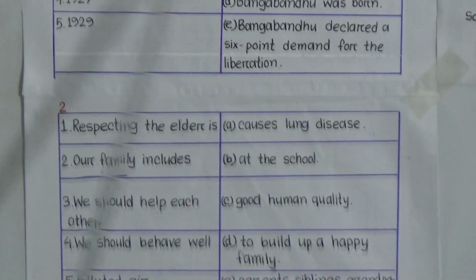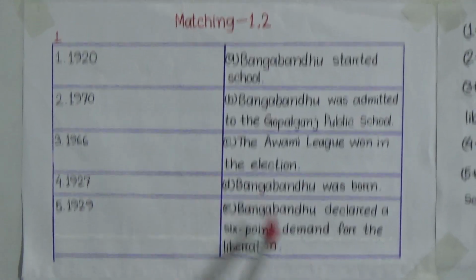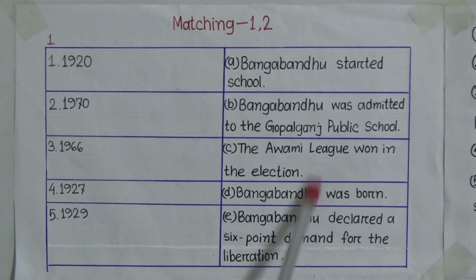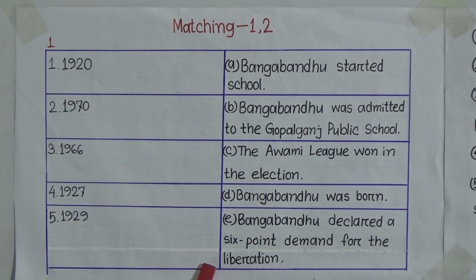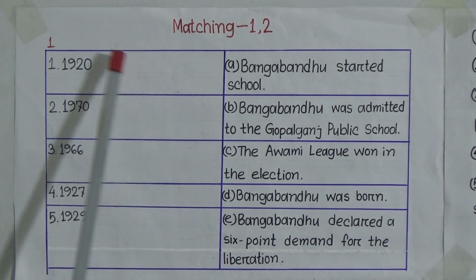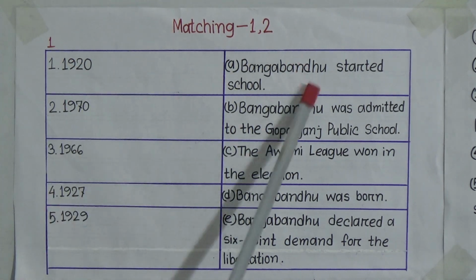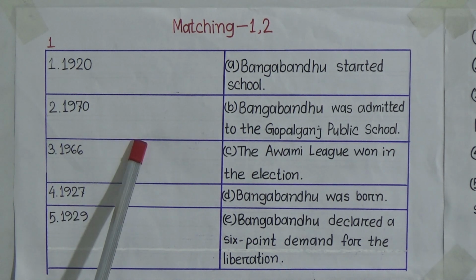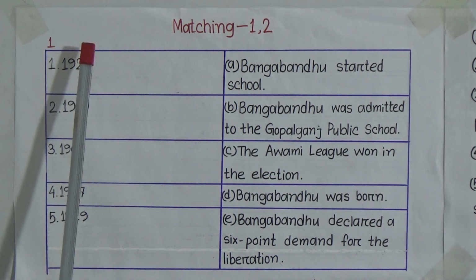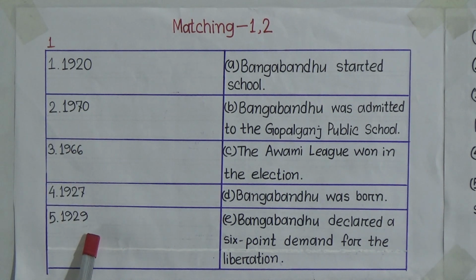So we'll start with matching 1, and in your suggestion this one is in number 2, and in our earlier class of matching, we have done this one in number 2, but today we'll do it in number 1. Students, here we find two sides of this matching. On this side some years are given and here some information is given, and we have to match both sides and make some meaningful sentences.